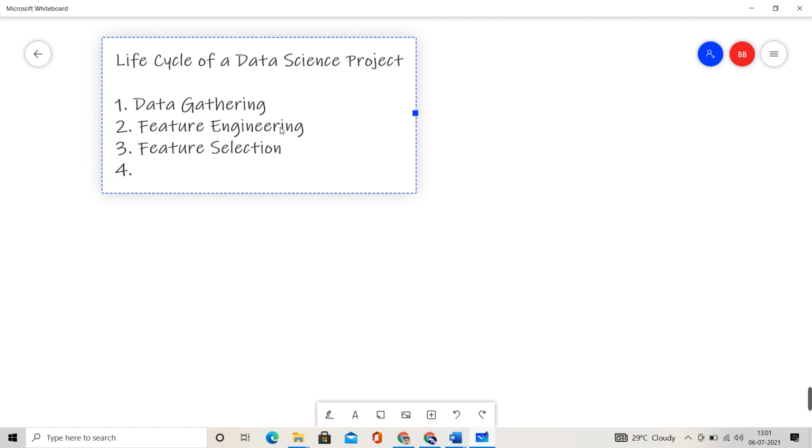Now coming to the fourth step. So here, before coming to the fourth step, this feature engineering and feature selection, these two parts fall under exploratory data analysis. So feature engineering means cleaning the data, and feature selection means including the important variables in the model. So we are done with cleaning the data and we have kept the important variables. Now we go for model creation. That means now we are ready to go for the modeling.